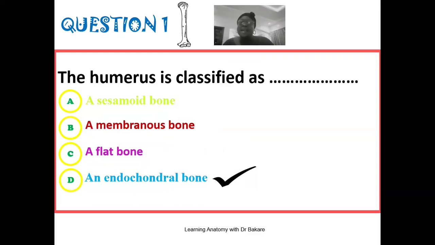For option A that reads sesamoid bone, the humerus is not classified as a sesamoid bone. A very good example of a sesamoid bone is the patella. It is also not a membranous bone because it does not undergo intramembranous ossification. Intramembranous ossification is seen mostly to be exhibited by flat bones. And also the third option here, which reads flat bone, is incorrect because the humerus is not a flat bone.